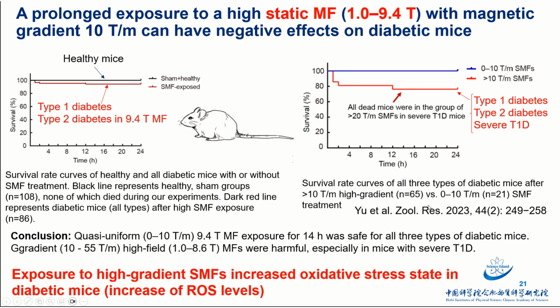The tentative mechanism underlying these effects is that exposure to high gradient magnetic fields increased the oxidative stress state in diabetic mice. In vitro cellular studies showed that high gradient magnetic fields increased cellular reactive oxygen species and induced apoptosis of MS1 cells.